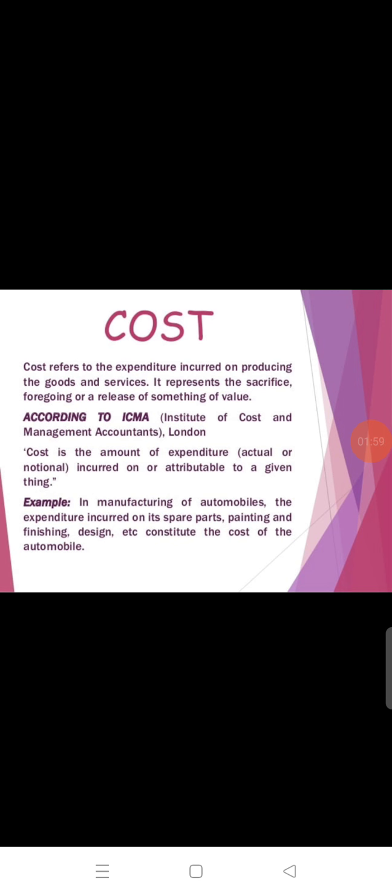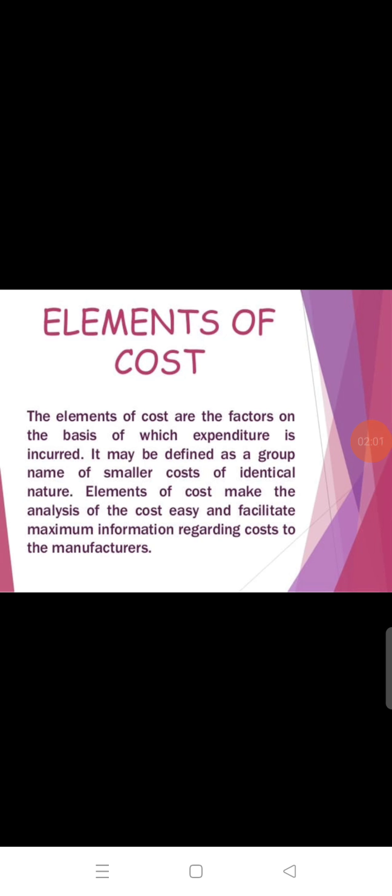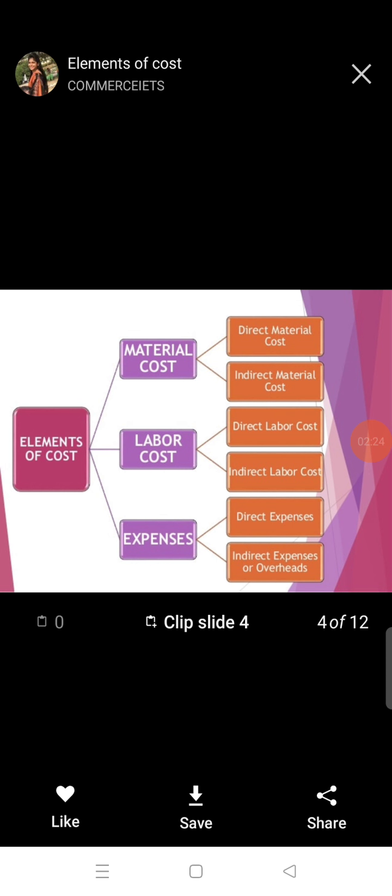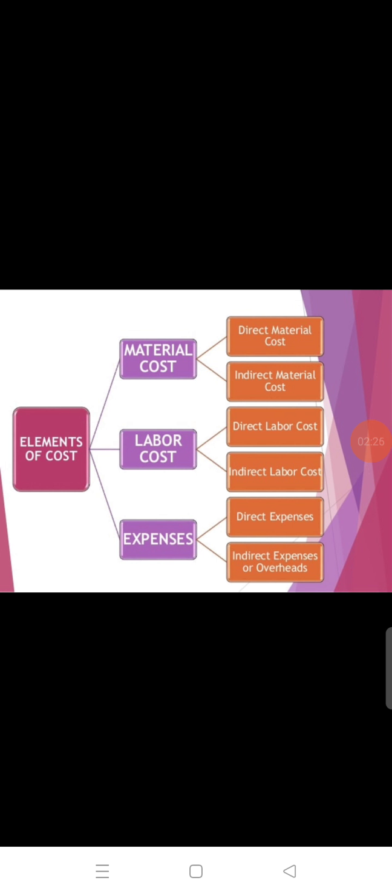Now I will explain the elements of cost. The total cost of the product is composed of three elements. First one is material, second one is labor, and third one is expenses. Each of these elements may be further divided into two categories: direct and indirect.